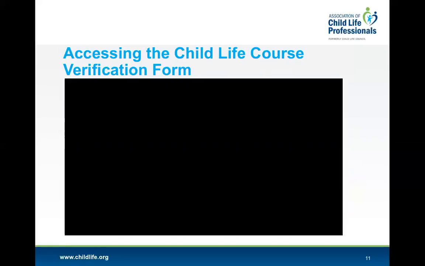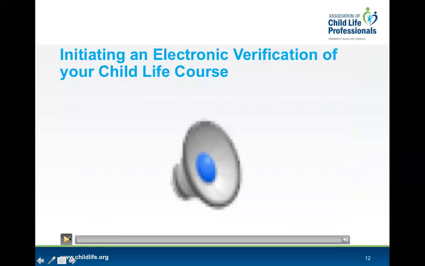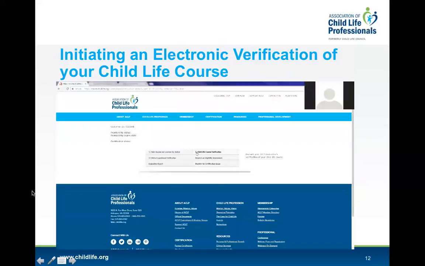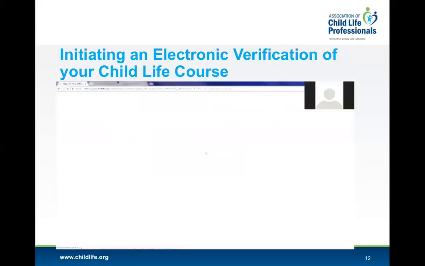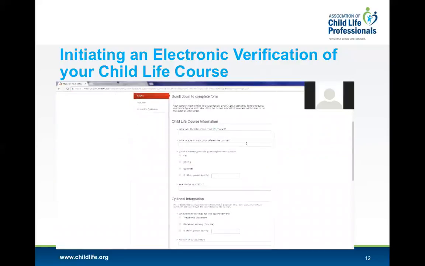ACLP for verification. The second option for you to have your Child Life course verified is by doing it electronically through the platform. So you've logged in, you've gone to certification portal. You go ahead and click on number 2, Child Life course verification, where again you'll be prompted for information like the title of your course, where you took that course, when you took that course. Again, always a great idea to have your transcripts on hand in front of you so you can make sure that information is accurate and correct. And again, that it's complete, that everything you need to do is complete.